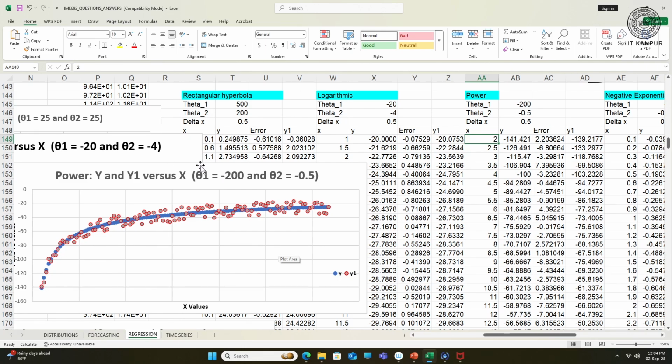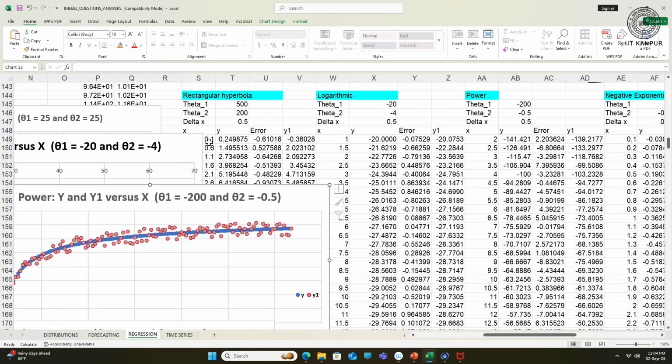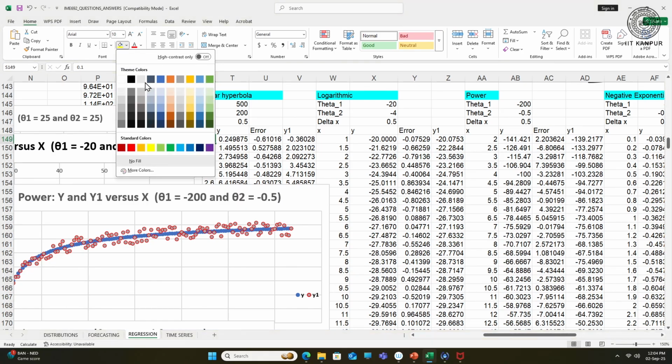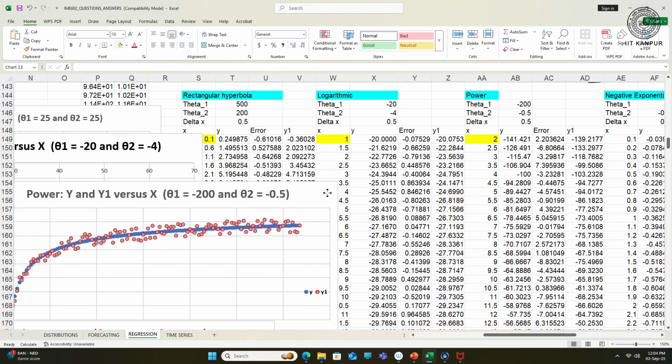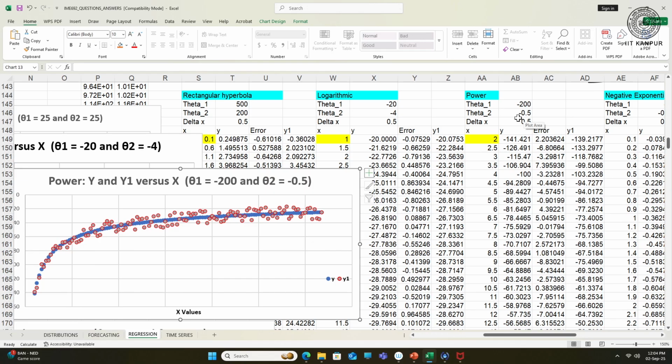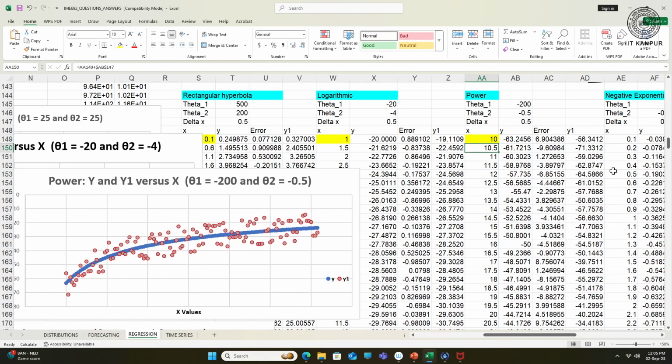So, for clarity in this Excel sheet, let me make the seed value of x yellow, so people can understand that the seed value can be changed accordingly, which I am trying to highlight in the Excel sheet. Once you get the Excel sheet, you will understand. So, let us consider the power equation with the fourth case, minus 200 for theta 1, minus 0.5 for theta 2, but with the seed value of x now, say for example, 10, while the delta value remains 0.5. So, how does it look?